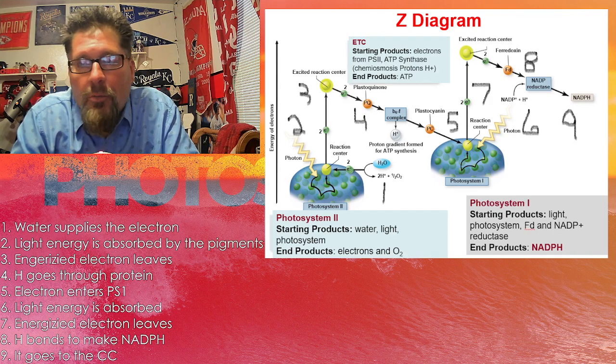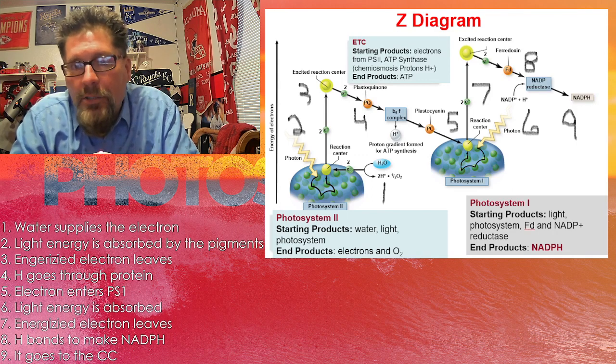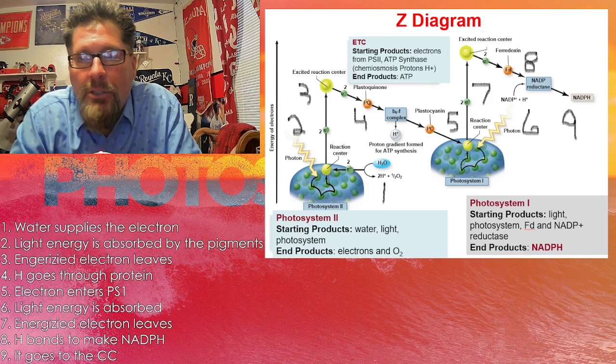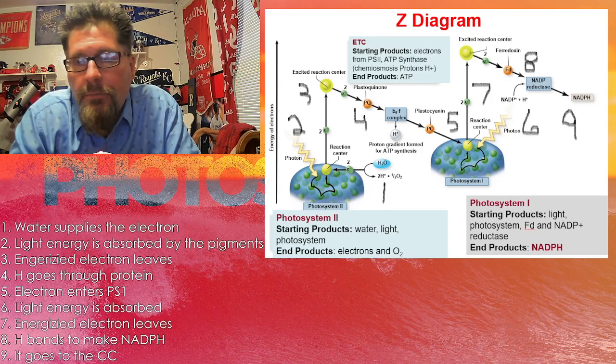Part 3 is once the electron gets enough energy, it can leave the reaction center, leaves the photosystem 2, and at step 4, the electron is accepted by some carrier. You've got H's going through proteins.